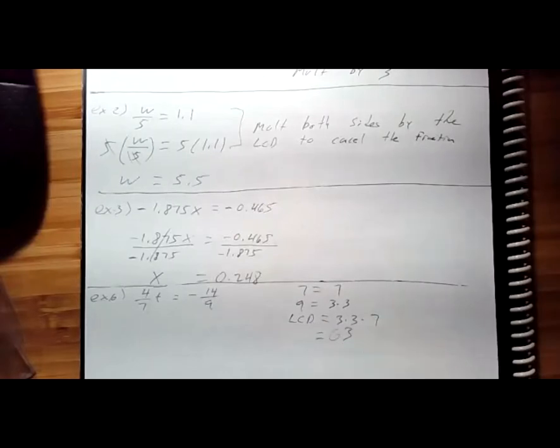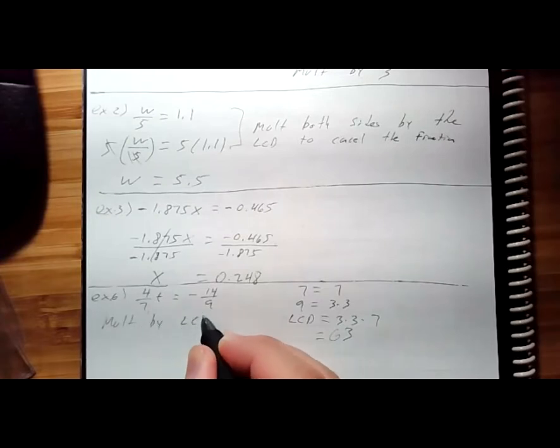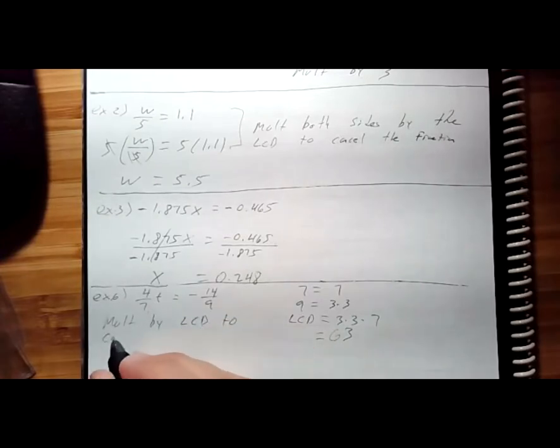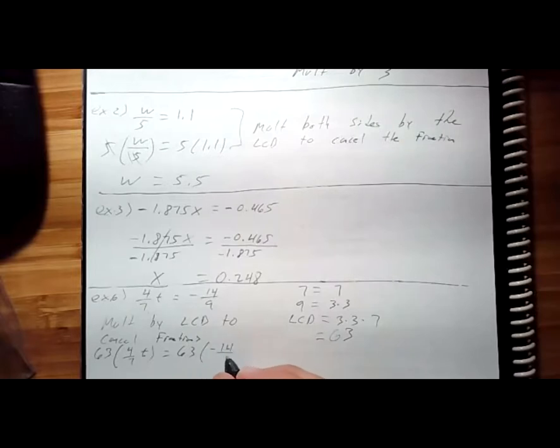Yeah, looks like it. So we're going to multiply both sides by 63 to cancel the fraction. So multiply by the LCD, cancel fractions. So 63 times 4/7 t equals 63 times -14/9.